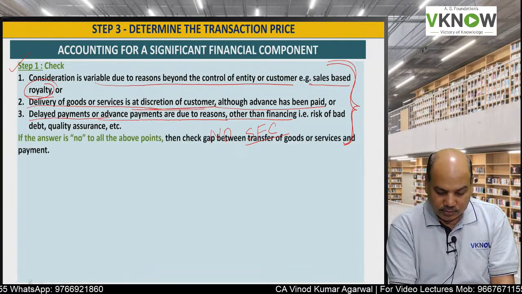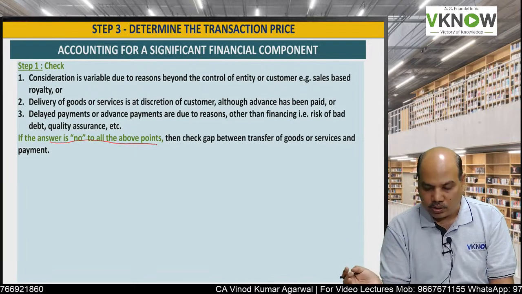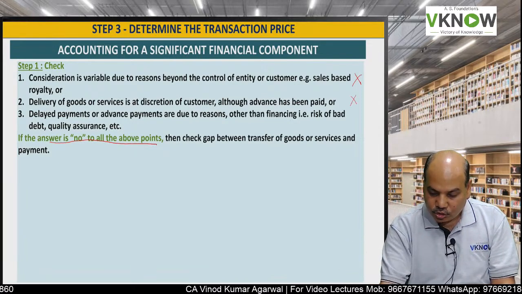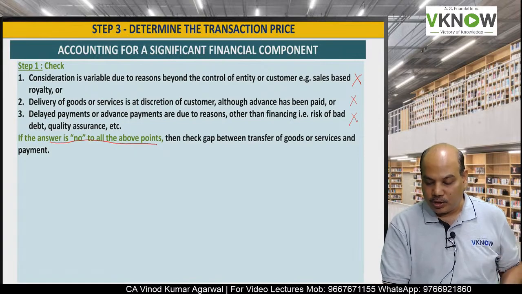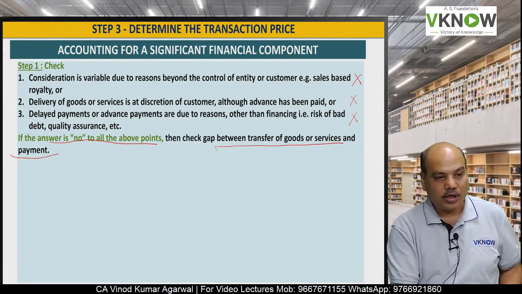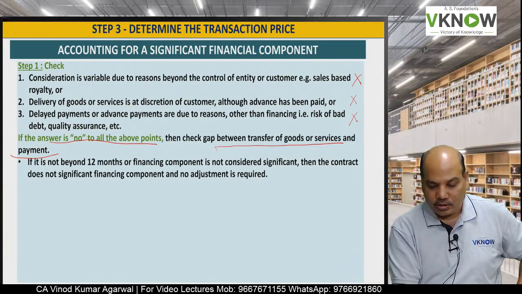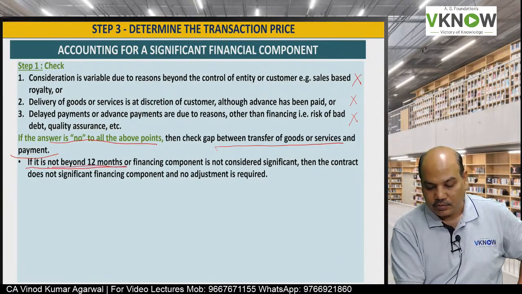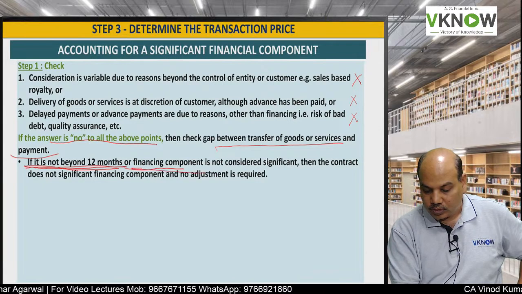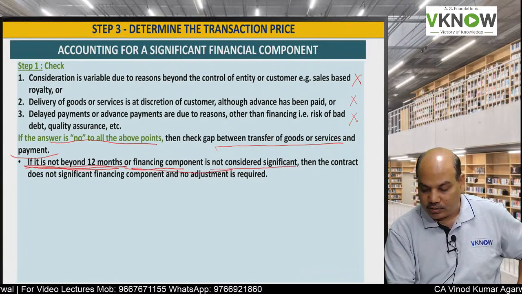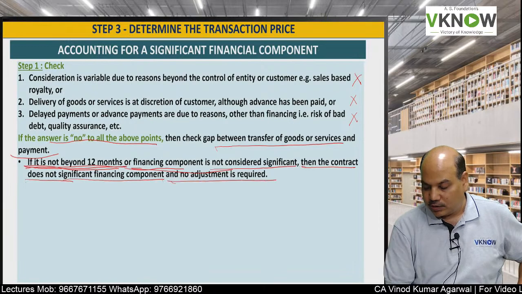Okay. But if the answer is no to all the above points, that means the variation is not because of these 3 reasons, then the next thing I need to do is to check the gap between the transfer of goods and service and the transfer of payment. When are goods and service transferred? When is the payment transferred? Now to keep the standard simple, they have said, if the gap is not more than 12 months, or the financing component is not considered significant, then the contract does not have a significant financing component and no adjustment is required.